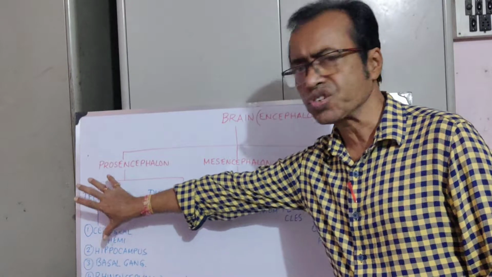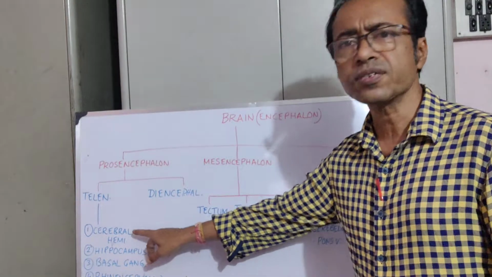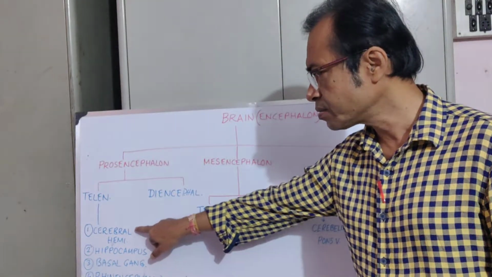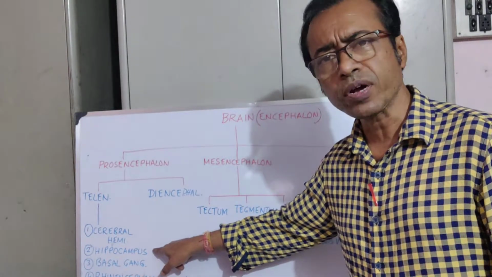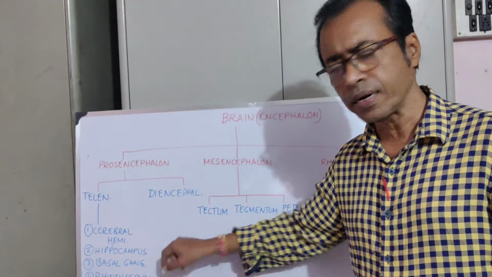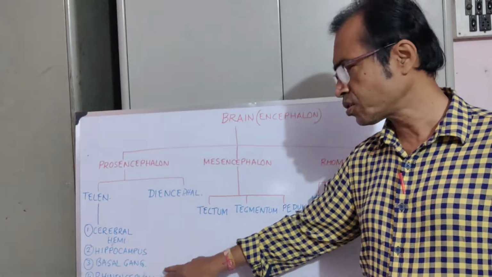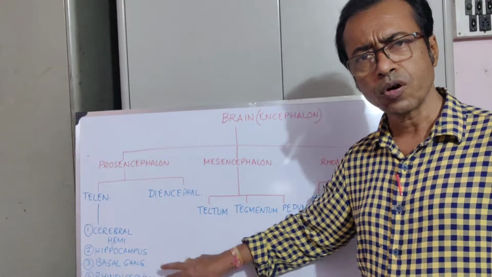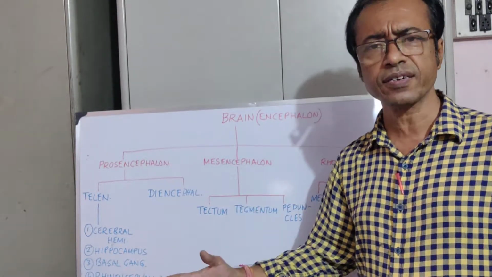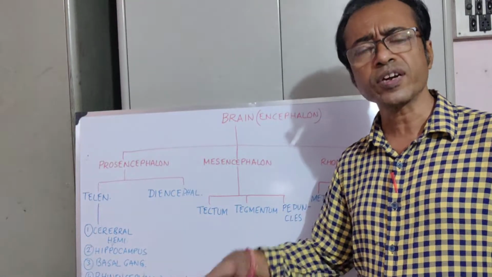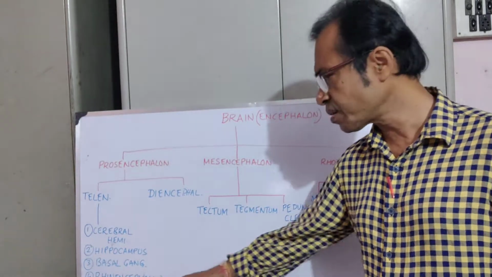Telencephalon is the largest part of the brain. It consists of four parts: the huge cerebral hemispheres, the hippocampus, the basal ganglia, and the rhinencephalon, which is known as the olfactory part of our brain. That means it consists of the olfactory bulb, the olfactory tracts, and other olfactory nerve fibers. All these are present in rhinencephalon.